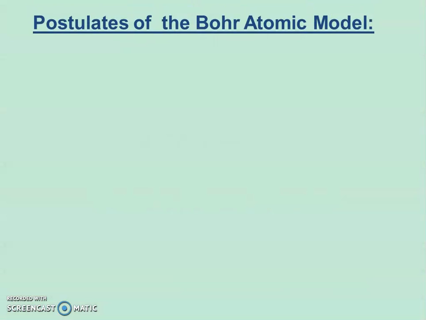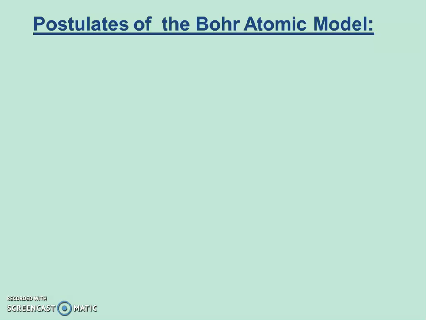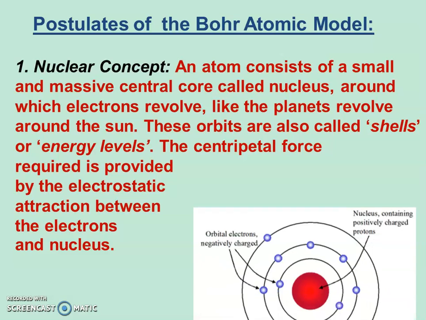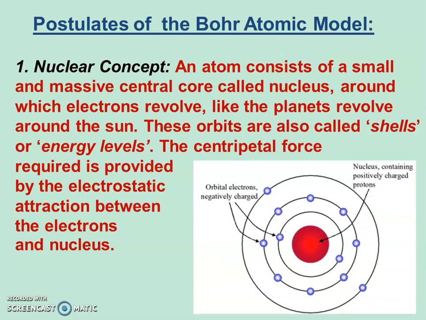As per the Bohr atom model, it is based on postulates. There are a few postulates in the Bohr atom model. Number one, nuclear concept. In the nuclear concept, an atom consists of a nucleus, and all electrons are revolving around the nucleus like planets revolve around the sun. This is the planetary model of the atom.